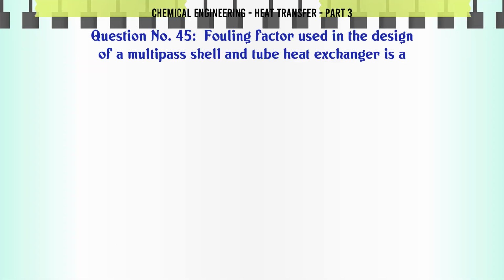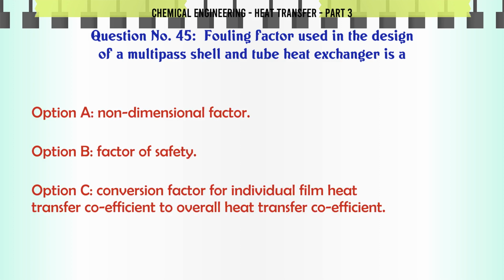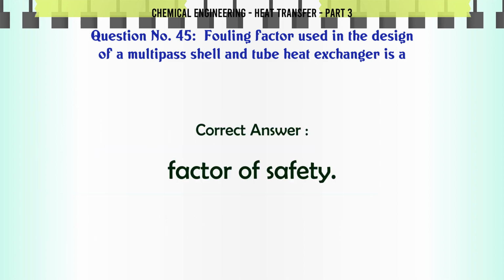Fouling factor used in the design of a multipass shell and tube heat exchanger is A. a non-dimensional factor, B. factor of safety, C. conversion factor for individual film heat transfer coefficient to overall heat transfer coefficient, D. none of these. The correct answer is factor of safety.